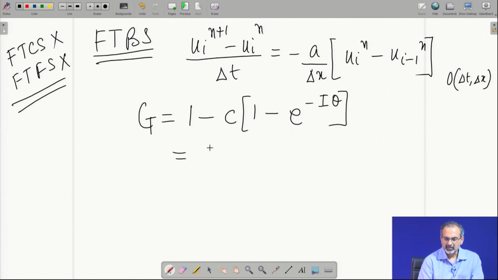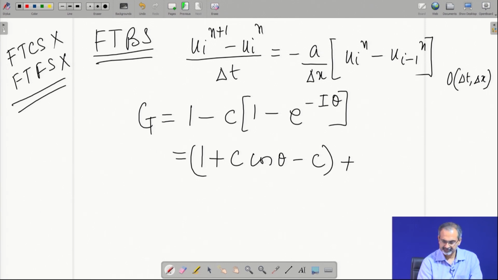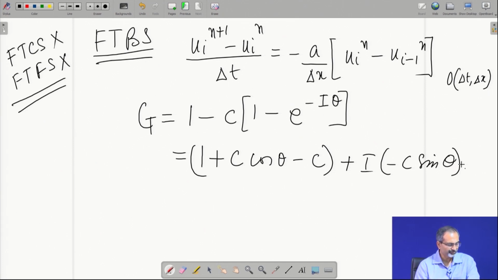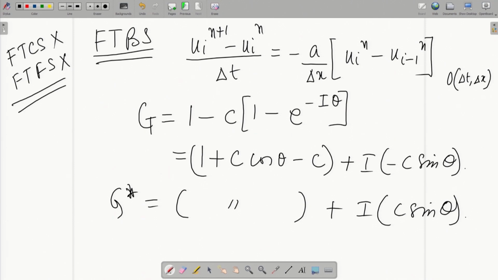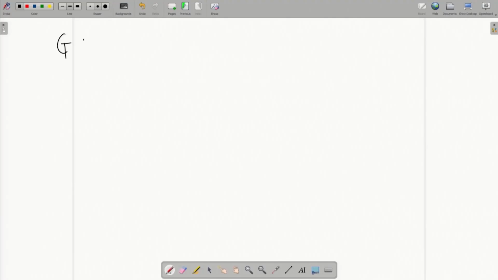And then if you use the Euler formula and do the necessary simplifications, we will come up with this expression for G. Again a complex expression. So, therefore, we have to define the complex conjugate of G. So, it is again the same real part and the imaginary part with the sign flipped. So, that brings us closer to mod G.